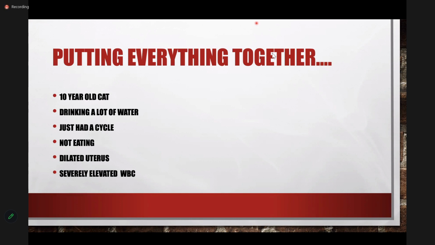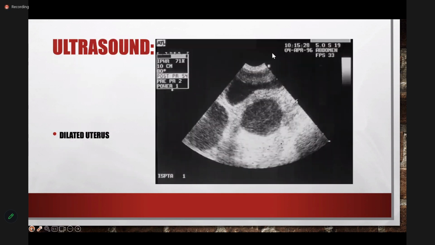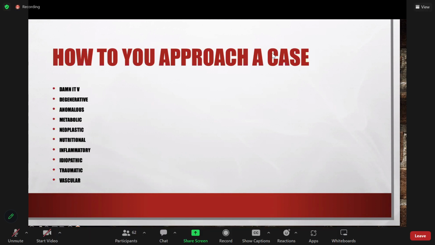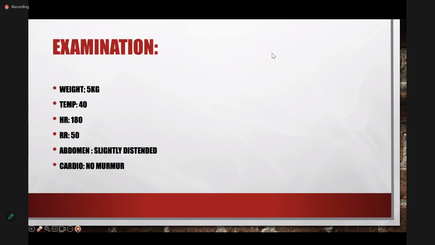Okay, so can you guys see the process? This is the process that I use when I check patients. It's very important that you have a process. Because, for example, let's go back. Okay, let's go back to this case.